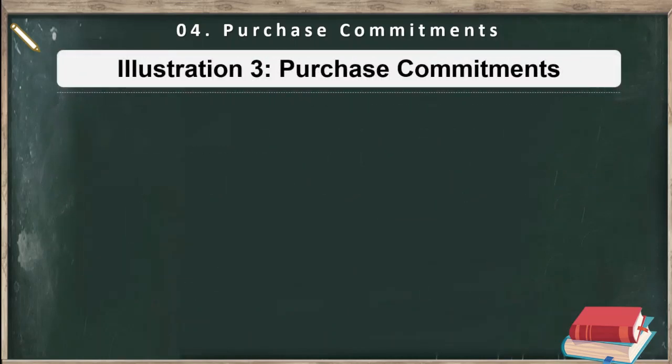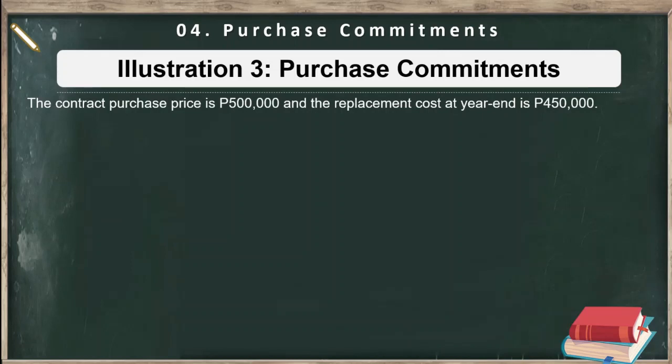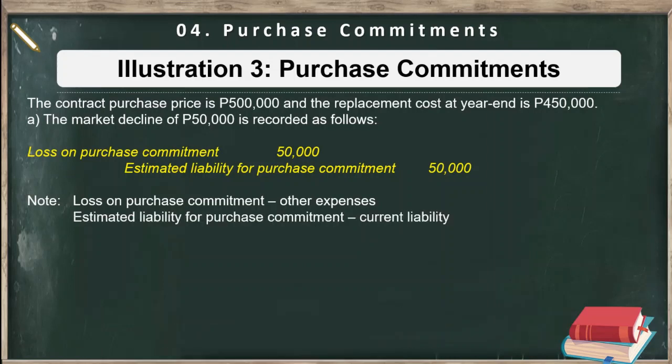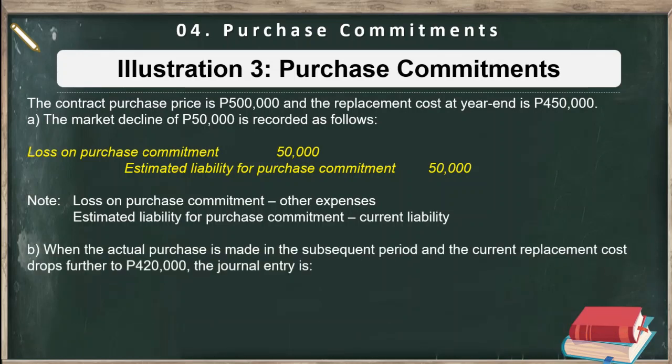Let's look at the example for the purchase commitments. So the contract price is 500,000 and the replacement cost is 450,000. So there's a decline in value in the amount of 50,000. So the market decline of 50,000 is recorded as follows: debit loss on purchase commitment, credit estimated liability for purchase commitment. Note that the loss on purchase commitment is treated as other expenses, while the estimated liability for purchase commitment is treated as a current liability.